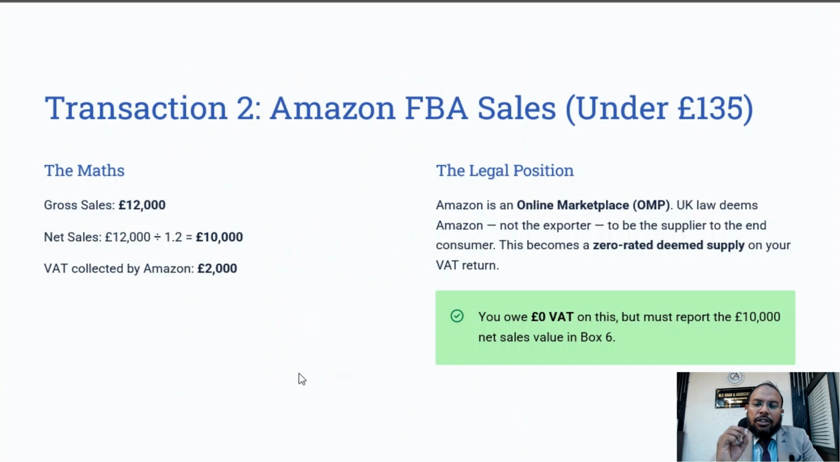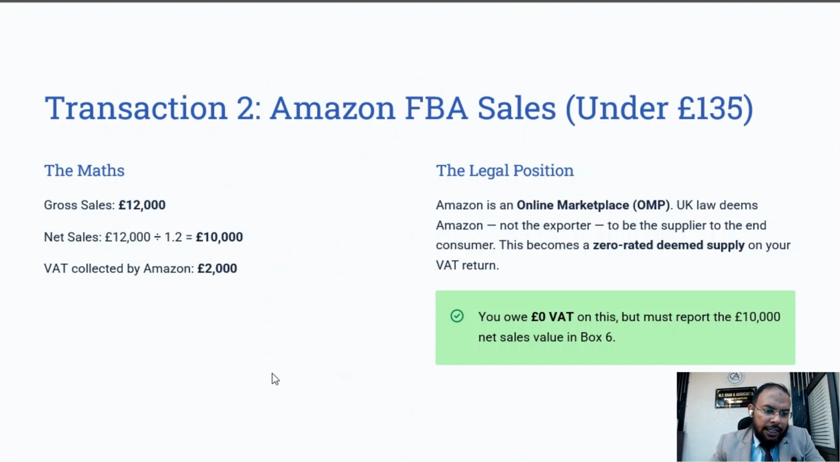So Amazon is an online marketplace. So there is a requirement of collecting VAT on behalf of their exporter and submitting it to the government of UK. So this is the responsibility of any online marketplace.